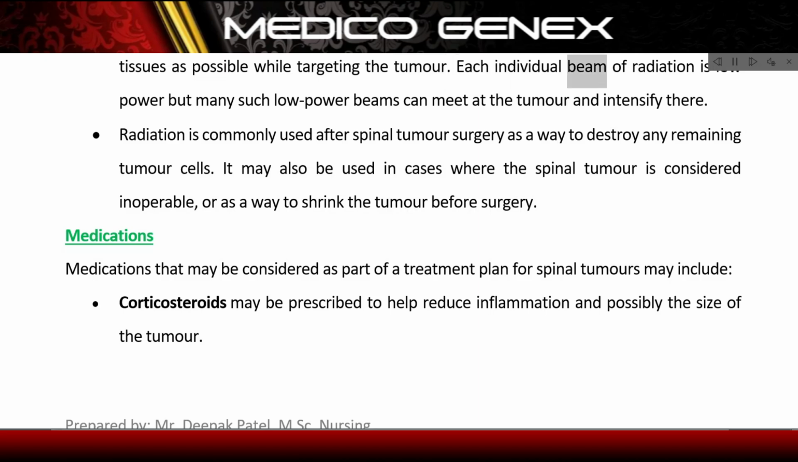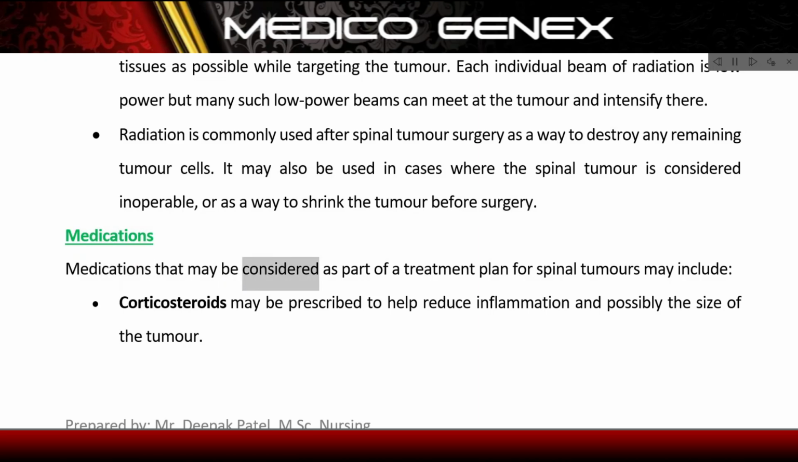Each individual beam of radiation is low power, but many such low power beams can meet at the tumor and intensify there. Radiation is commonly used after spinal tumor surgery as a way to destroy any remaining tumor cells. It may also be used in cases where the spinal tumor is considered inoperable, or as a way to shrink the tumor before surgery.